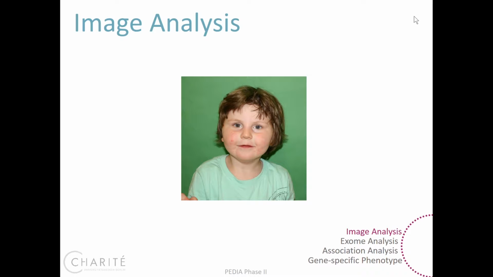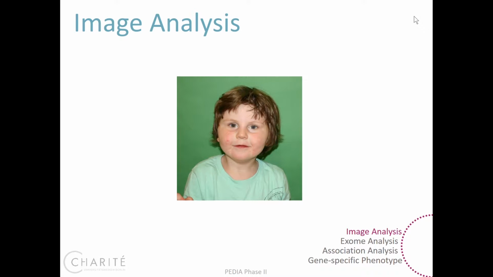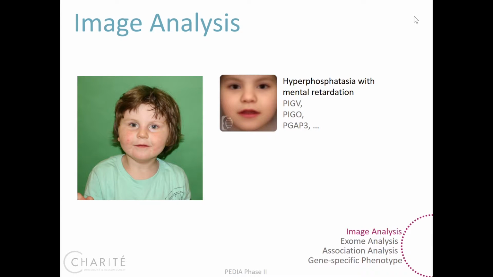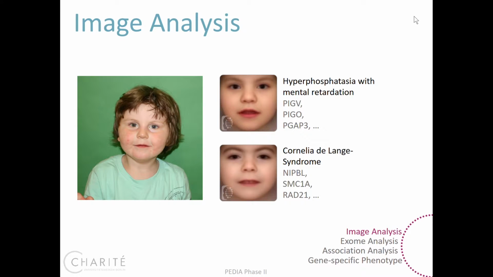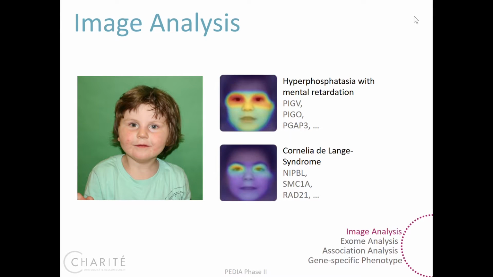As an example, I would like to visualize here the comparison of the patient with two syndromes. First, hyperphosphatasia with mental retardation syndrome, short HPMRS, and second, Cornelia de Lange syndrome. The heat map shows areas with a high degree of concordance with a representative syndrome mask. Overall, the similarity to HPMRS is higher. That's why this syndrome achieves a better Gestalt score.